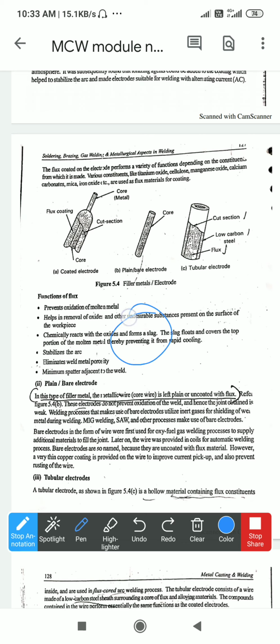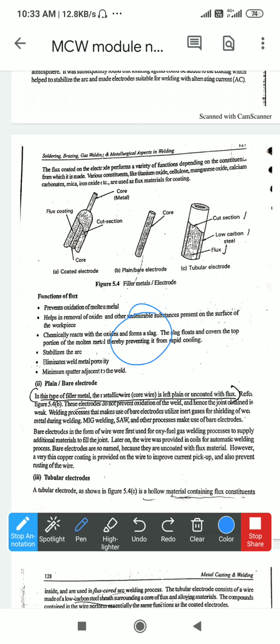Just now I have told you about slag. The flux chemically reacts with the oxidation of the molten metal to remove the slag. Slag is nothing but the impurities of the molten metal which come out and float at the surface. After welding, the slag is removed from the top with a chipping hammer. The slag floats and covers the top portion of the molten metal, thereby preventing rapid cooling.